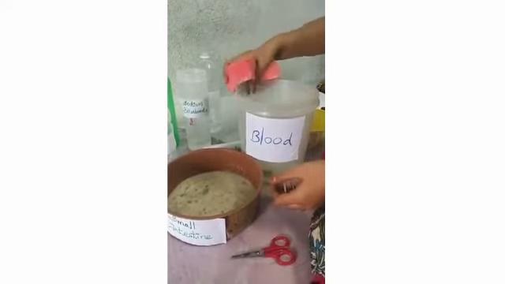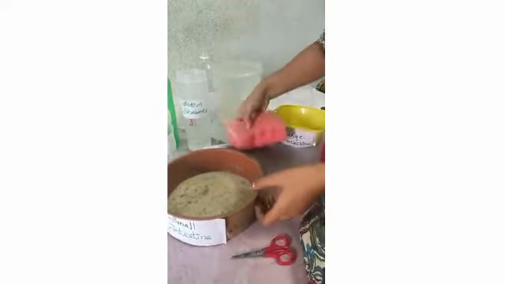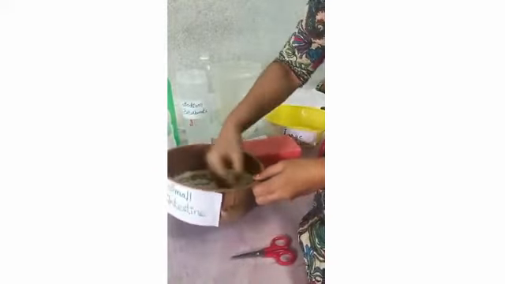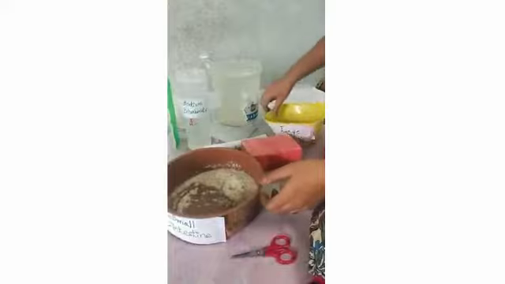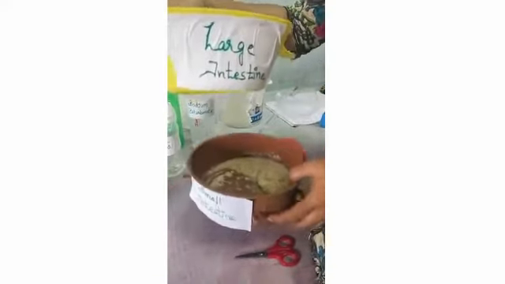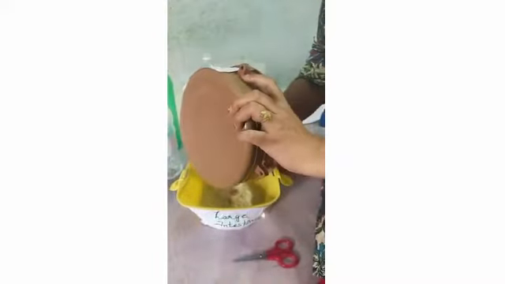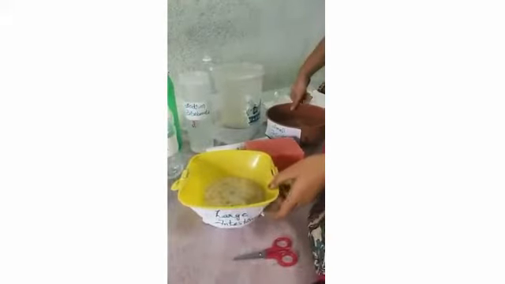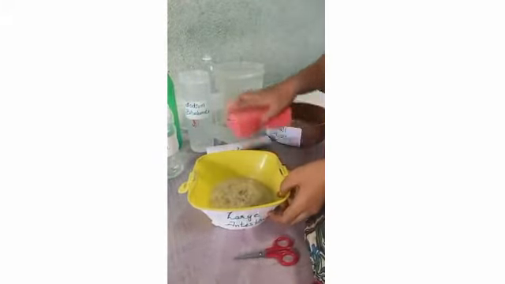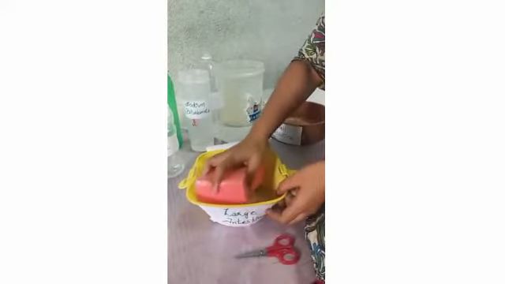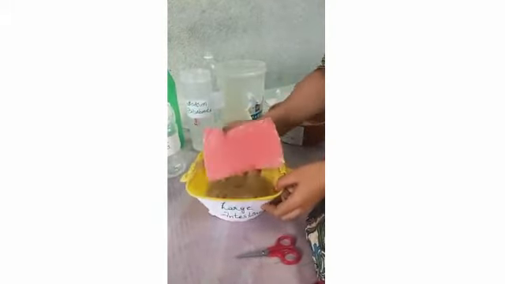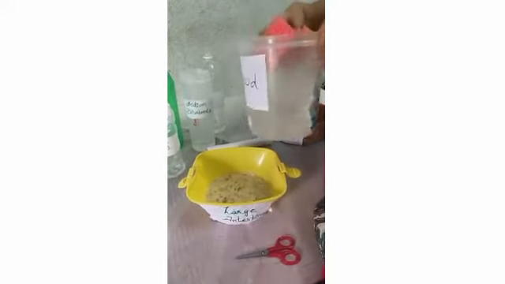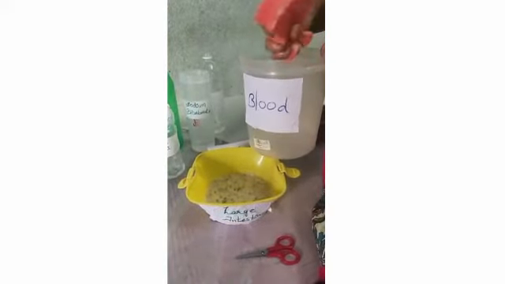After absorption, the undigested food material enters into the large intestine. The undigested food material enters into the large intestine, and in the large intestine water and minerals are absorbed into the blood.